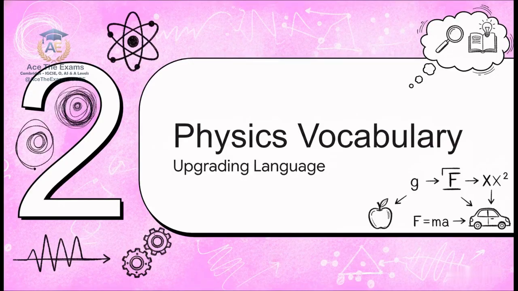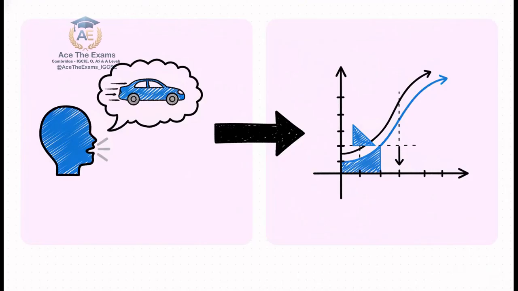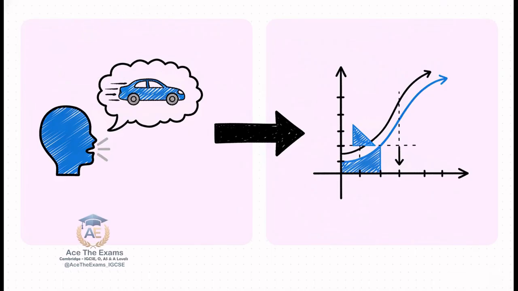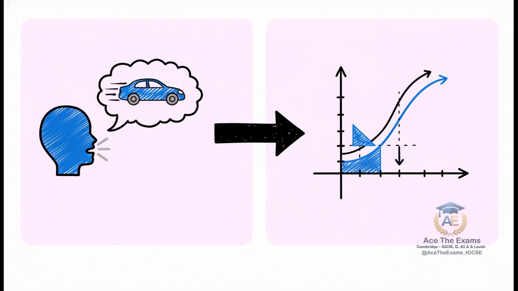Moving right along to section 2, upgrading from everyday to physics vocabulary. This is a huge trap. When you look out the window of a moving car, you might casually say to your friend, "Oh, the car is getting faster." Or you might talk about the distance we covered. That's totally fine for normal life, but in the exam hall, that everyday language literally bleeds marks. You cannot write "getting faster" on an IGCSE paper and expect full credit. We absolutely have to upgrade to strict physics vocabulary.